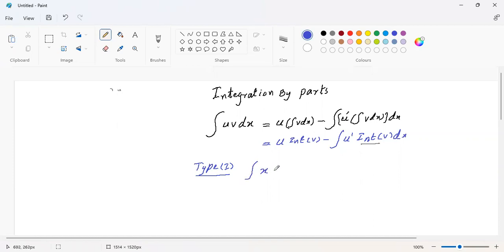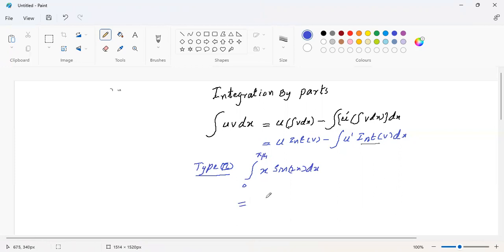x into a trigonometric function, say sine of 2x. This is the other type, so you can say it is type number 2 of integration: the product of a trigonometric function and a linear function, meaning a polynomial function. For this, assuming the limits are also given, 0 to pi by 4, then use the uv formula.